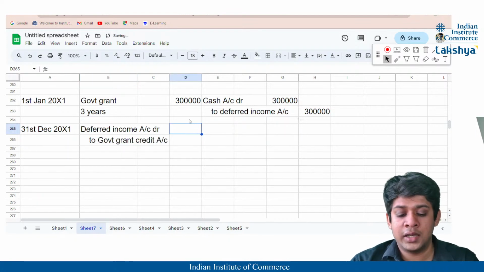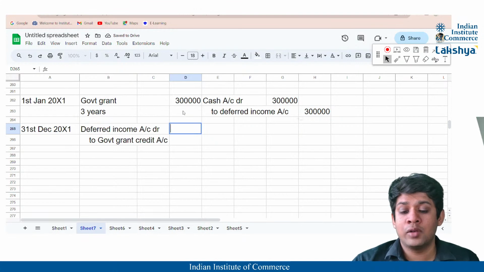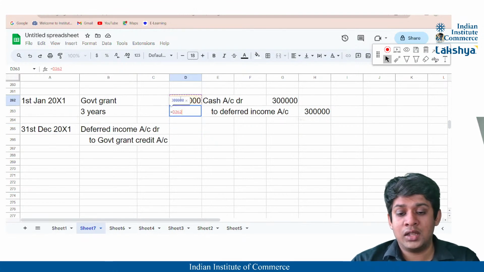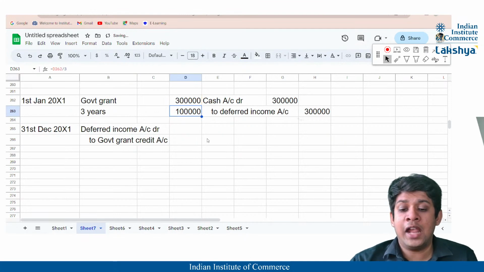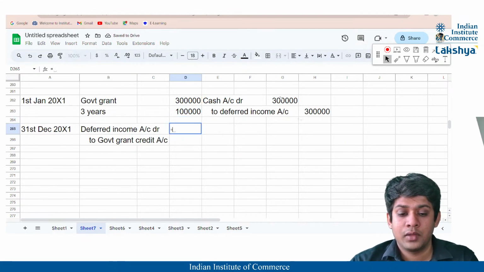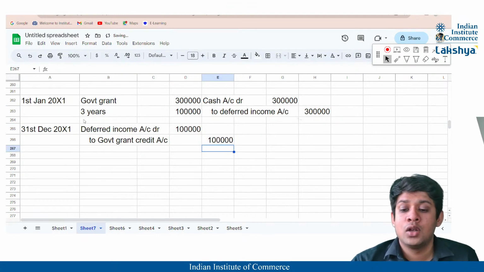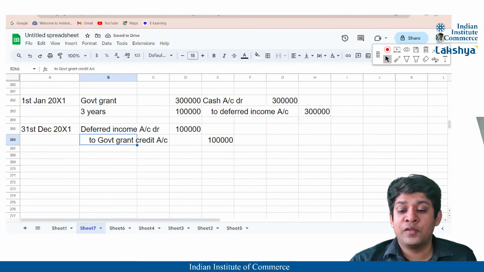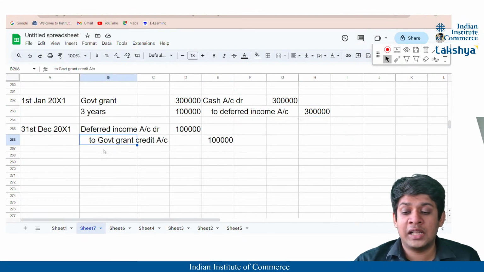Okay, government grant credit account. The 3 lakh is to be distributed over the period of 3 years. So it will be 3 lakh divided by the 3 year period, 1 lakh I can take every year to my P&L, right? So technically 1 lakh will be taken to P&L in the first year under the name government grant credit.